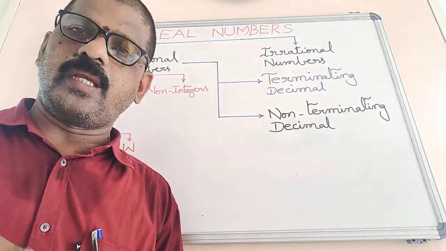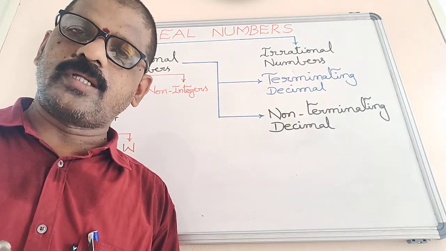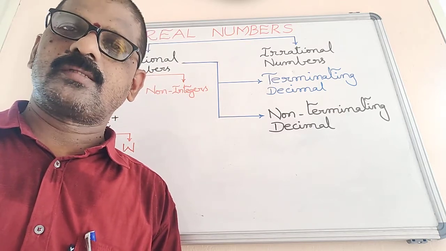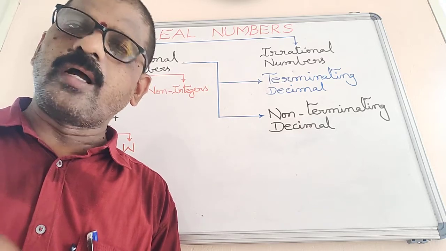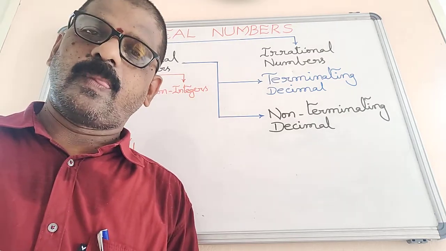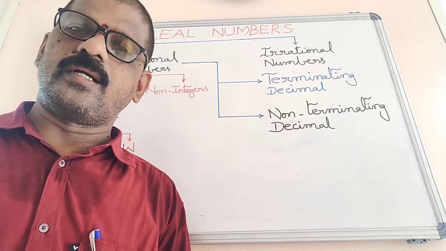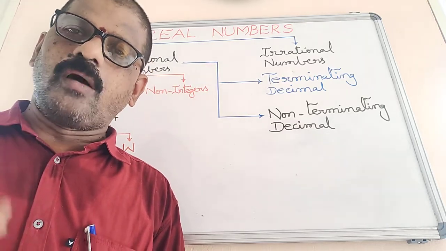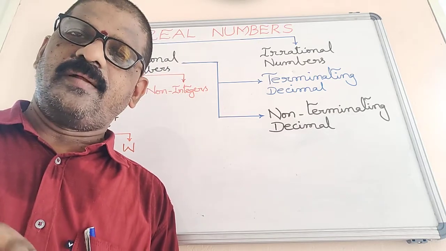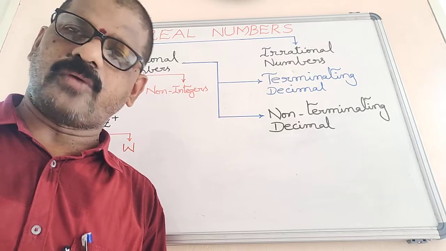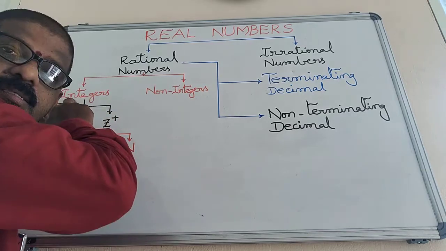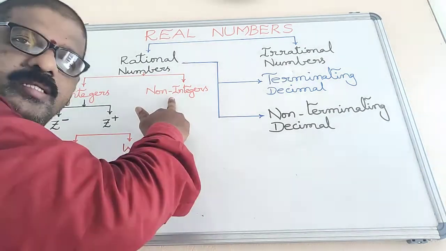Real numbers means the set of rational numbers and irrational numbers is called real numbers, or the union of rational numbers and irrational numbers. So now, what are rational numbers and irrational numbers? The branches of, first of all, rational numbers: rational numbers consist of integers and non-integers.